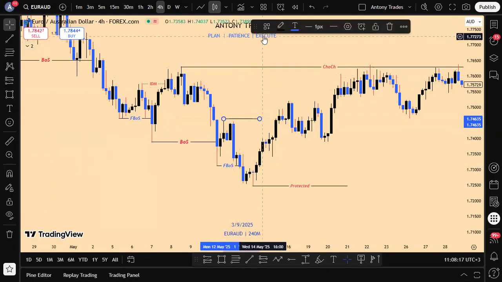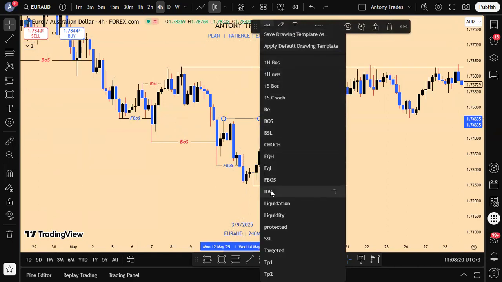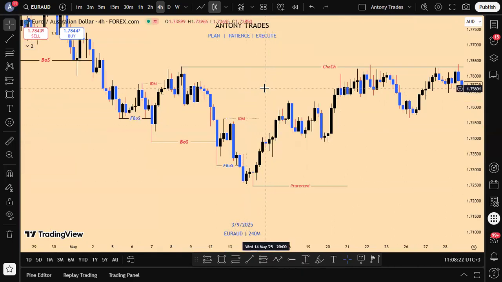This high here acted as an inducement. This is a major inducement because after this break of structure, this is the only valid pullback before the push to the downside. Then this became an inducement.